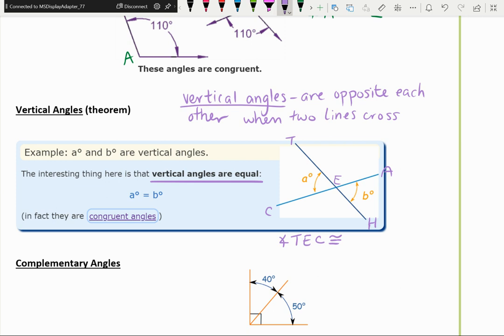All right, so TEC is talking about this angle, which is also marked angle A. And I want to say that that's congruent to an angle over here. When I name the other angle accordingly, it's going to be angle HEA. I could say the angles are congruent or their measurements are equal.